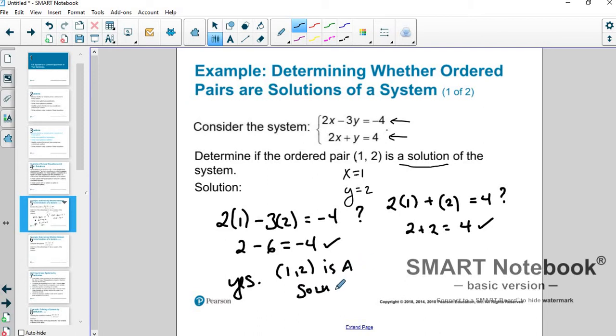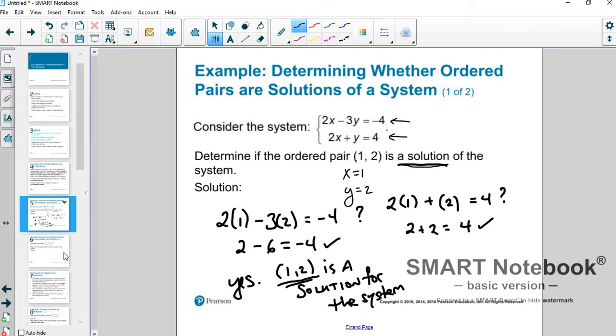It's one answer. The answers for these systems of equations are not just an x or a y, but a combination of the two. So (1, 2) is a solution for the system. How you determine if it is a solution is you simply plug it in. Plug in for x, plug in for y, but it's got to work for both equations.